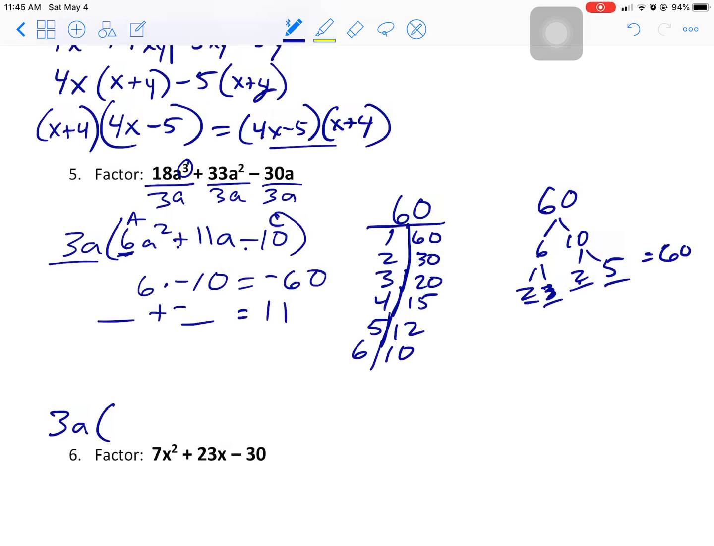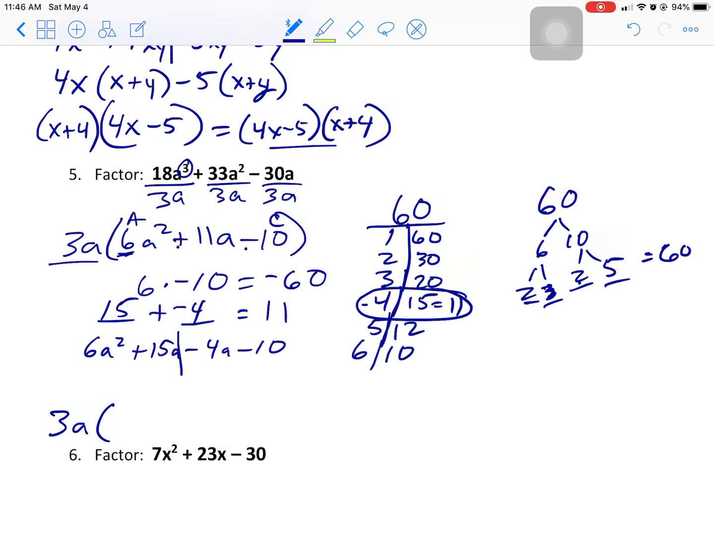I was looking for 2 numbers that are 11 apart. That was back up here. So let's see. That would have to be a positive 15 and a negative 4 to get a positive 11. So 4, 15. Okay, so let's put this back. 6a squared plus 15a minus 4a minus 10. Okay?